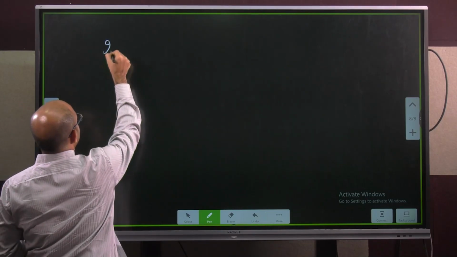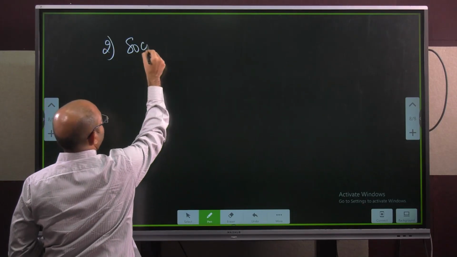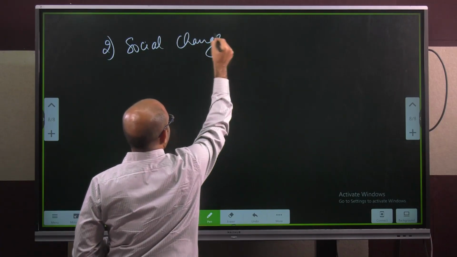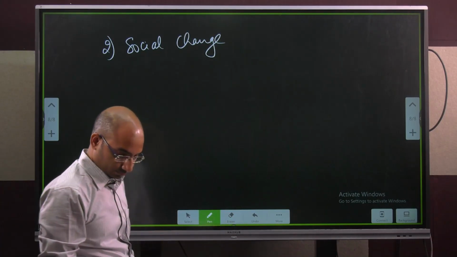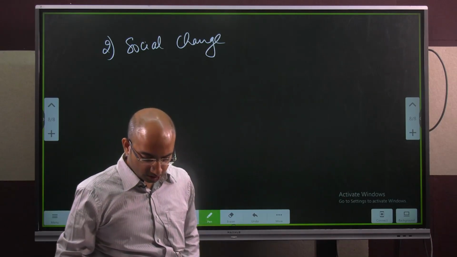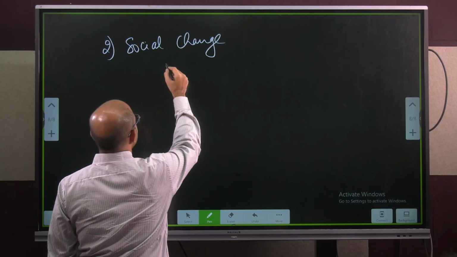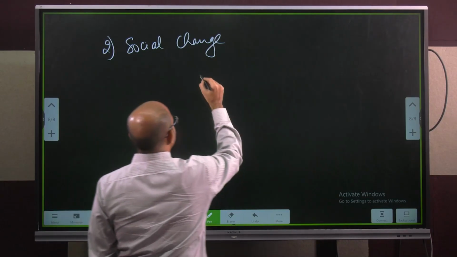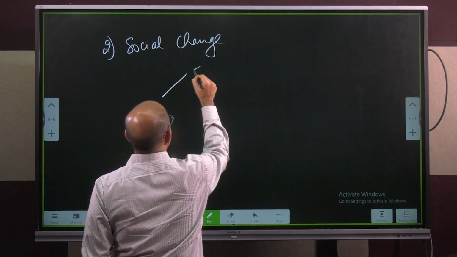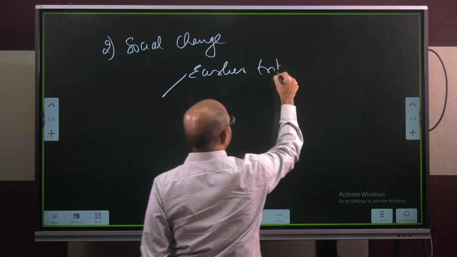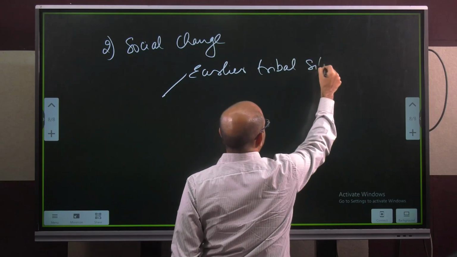The second question deals with social change in tribal people in the post-independence period. So whenever we discuss social change, follow this: first, discuss what the earlier tribal situation was. How were tribals earlier?